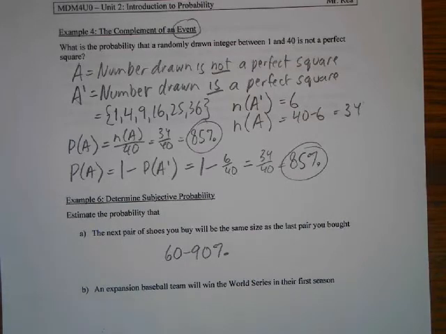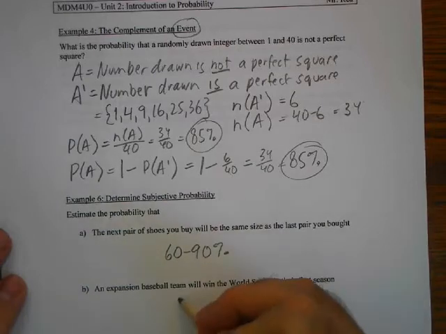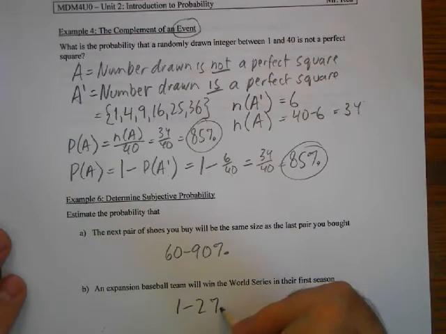The second one, an expansion baseball team will win the World Series in their first season. Just so you know, expansion baseball team means it's their first year playing. So usually expansion teams don't have the best players on them, and they don't have a high chance of winning the championship. So personally, I would say 1 to 2%.